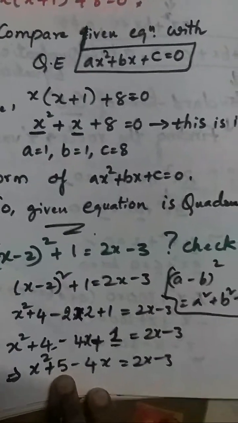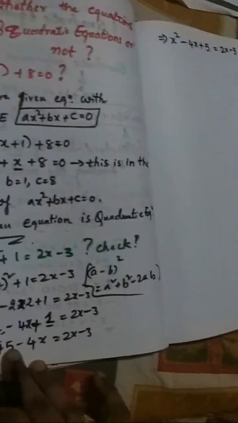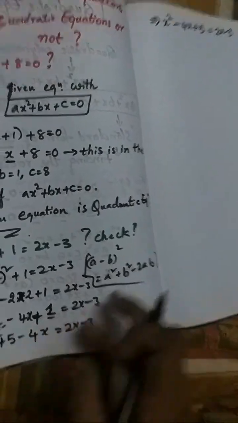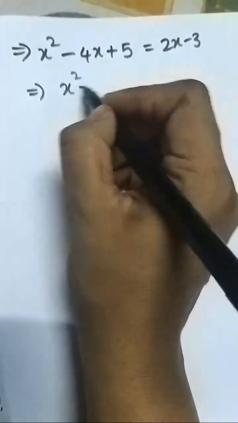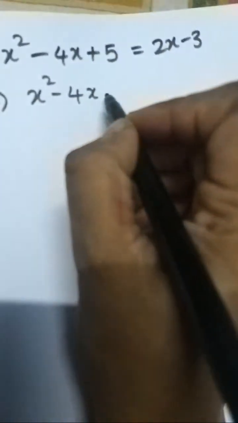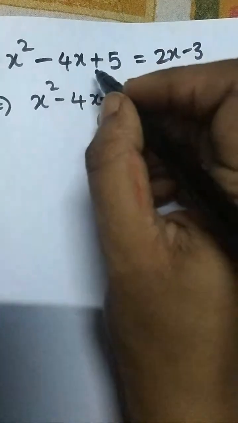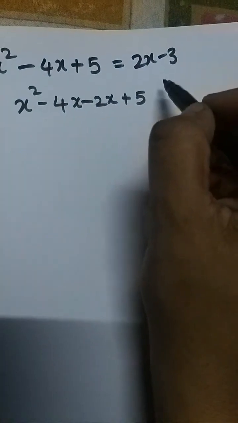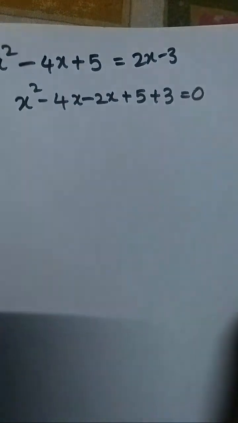Now this is the equation we got here: x square minus 4x plus 5 is equal to 2x minus 3. So here 2x and 4x are there. Now take these values to this side. x square minus 4x, and 2x becomes minus 2x here. Coming to this side, it becomes minus 3 on the right, which becomes plus 5 as it is, and plus 3 here is equal to 0.